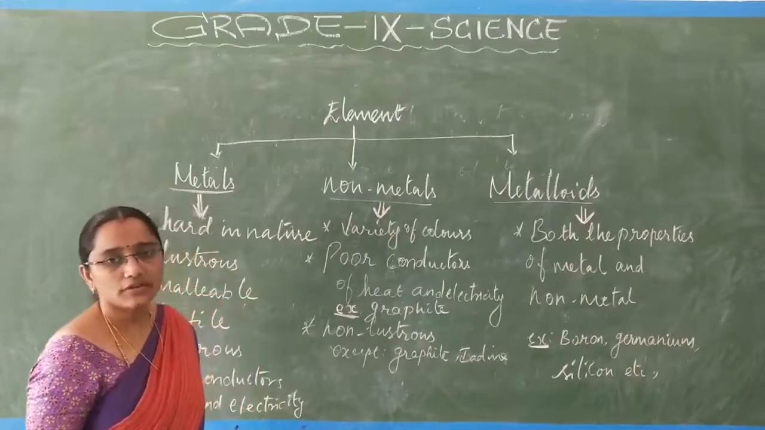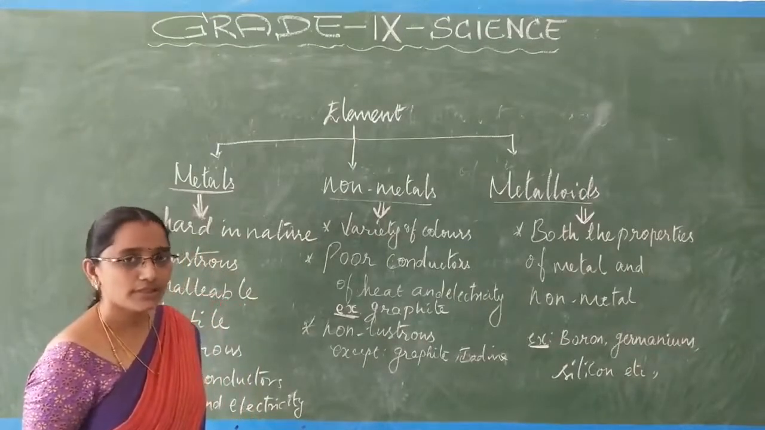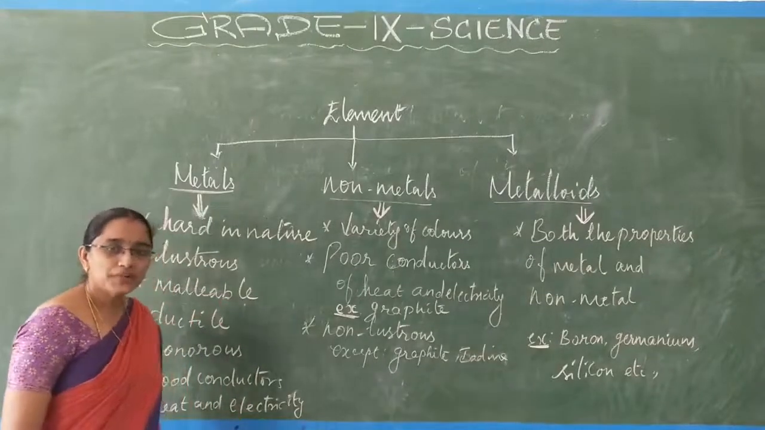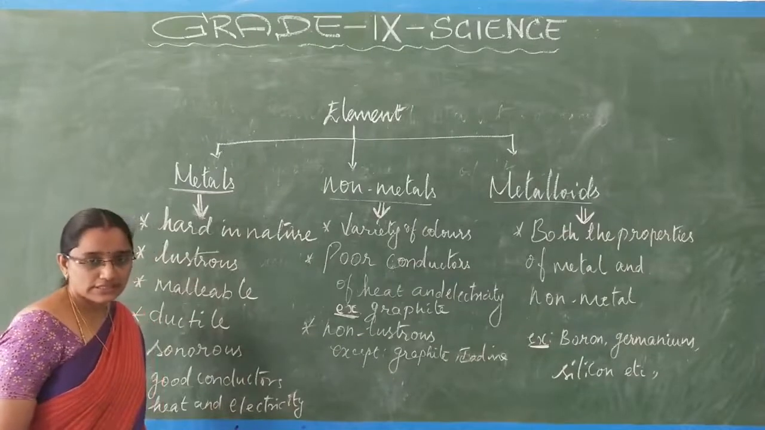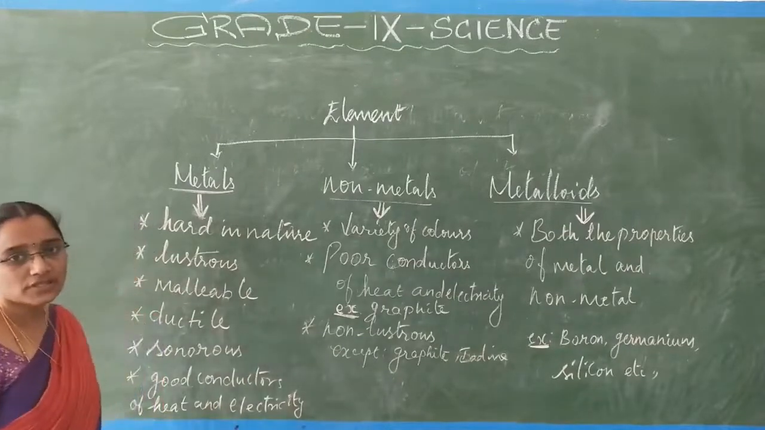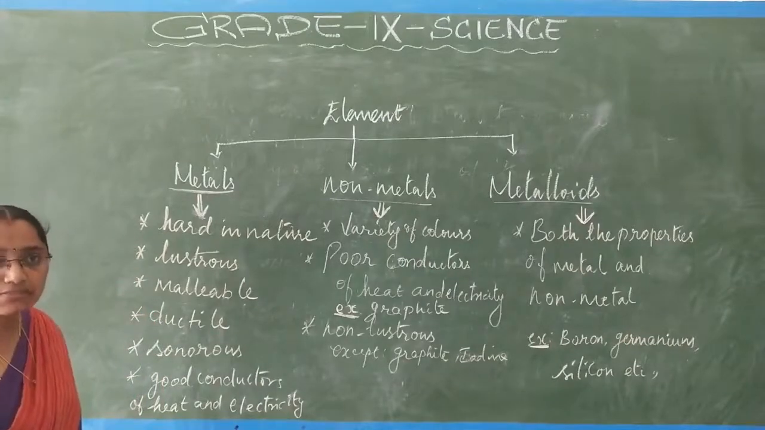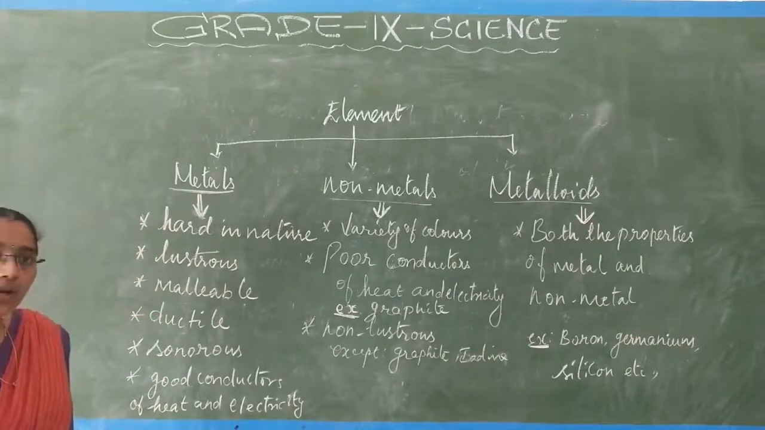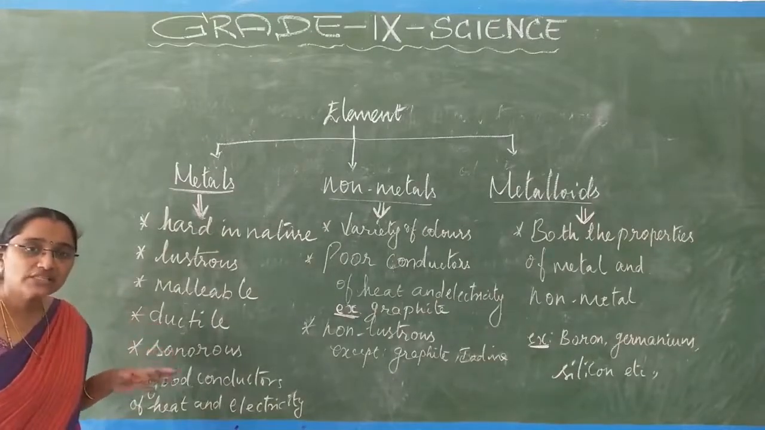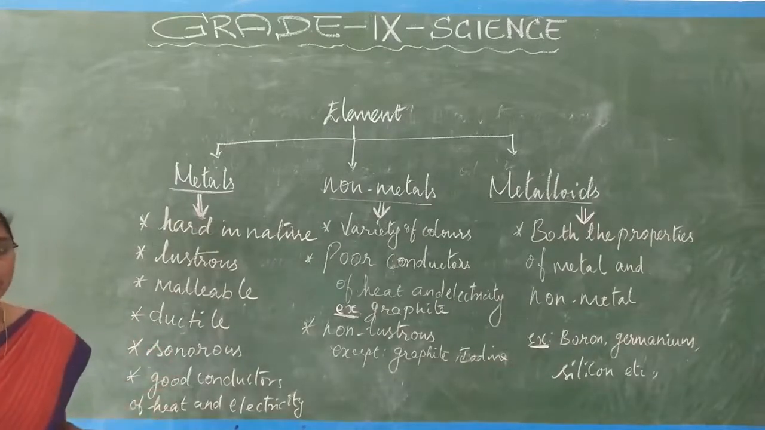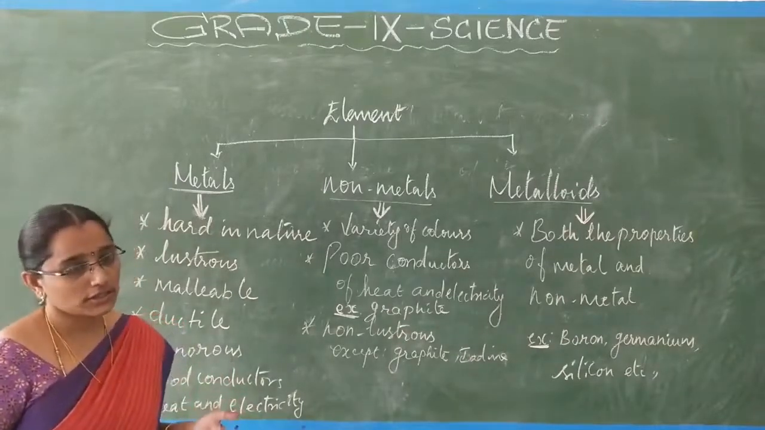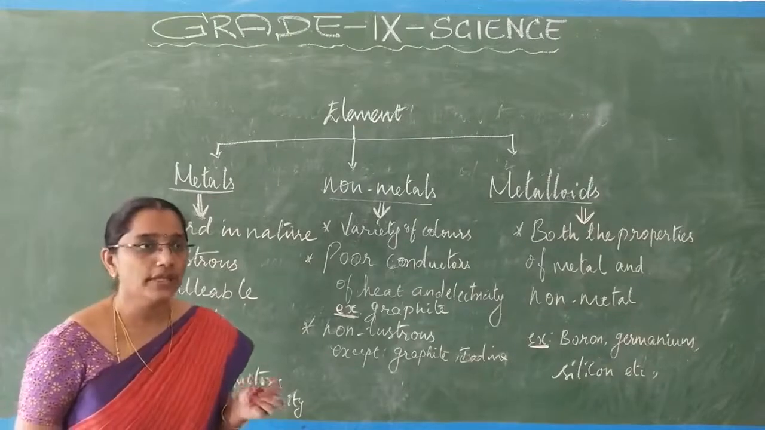So elements, we know, are classified as metals, non-metals and metalloids. Based on their properties we classify them as metals, non-metals and metalloids. We have some properties which define whether a substance is a metal, non-metal or metalloid. So what are the properties? We know metals are mostly hard in nature.